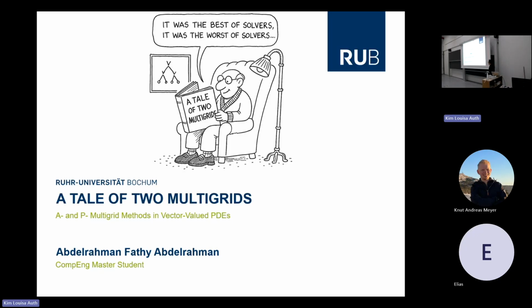Hello, everybody. I'm Abdelrahman, a computational engineering master student at Rouge University, and I'm here to shed some light on multigrid methods, namely algebraic and polynomial multigrid method, and how they can be exploited in the context of vector valued PDEs.